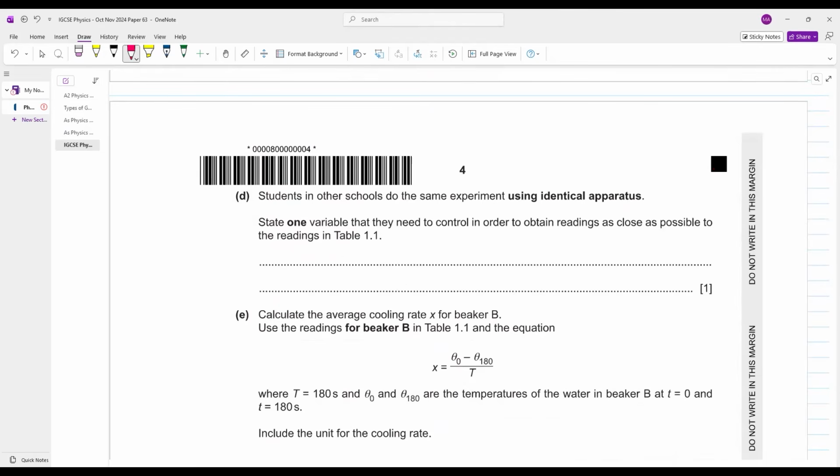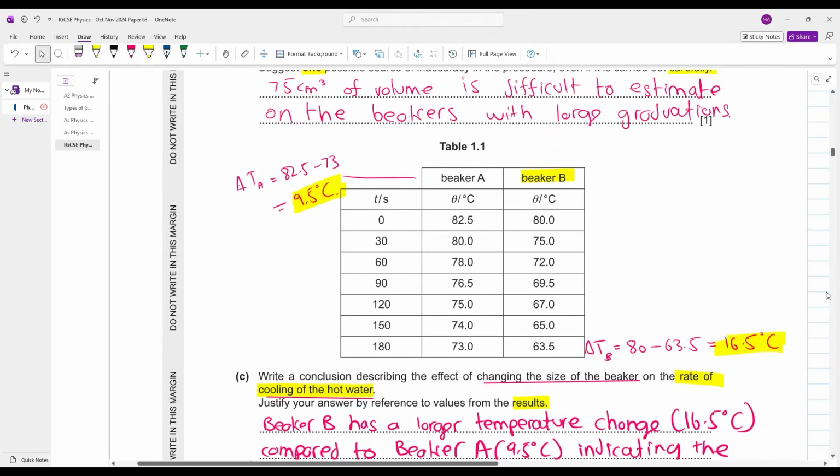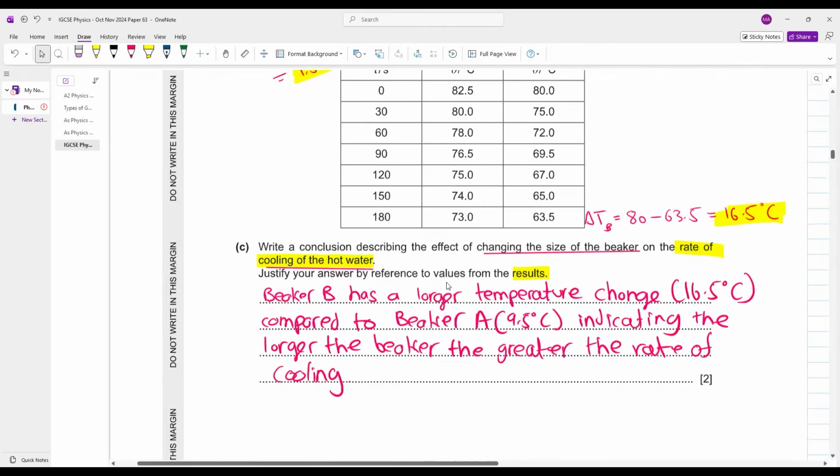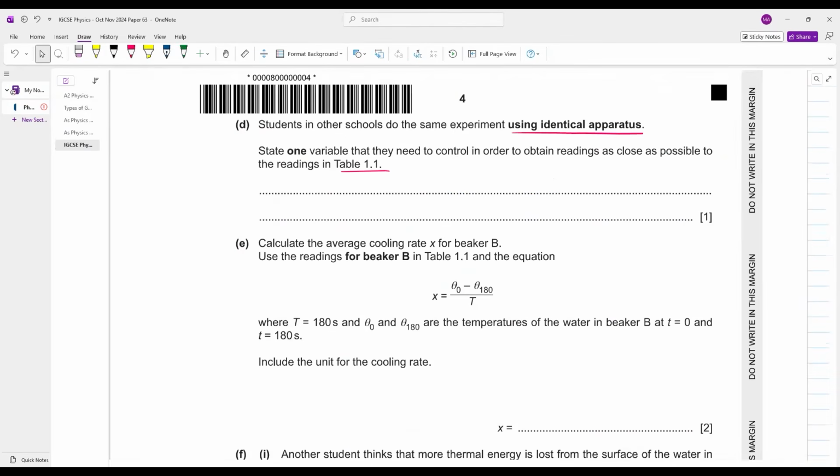Students in other schools do the same experiment using identical apparatus. State one variable that they need to control in order to obtain the reading as close as possible to the reading in table 1.1. बेटा स्टूडेंट इन अदर स्कूल्स आर डूइंग द सेम एक्सपेरिमेंट. कौन सा वेरिएबल कांस्टेंट रखें? द इनिशियल वॉल्यूम ऑफ वाटर. अगर आप दूसरे स्कूल्स में भी ये एक्सपेरिमेंट कर रहे हो तो इनिशियल वॉल्यूम ऑफ हॉट वाटर शुड रिमेन कांस्टेंट. सो यू कैन राइट व्हाट, क्या लिख सकते हो?